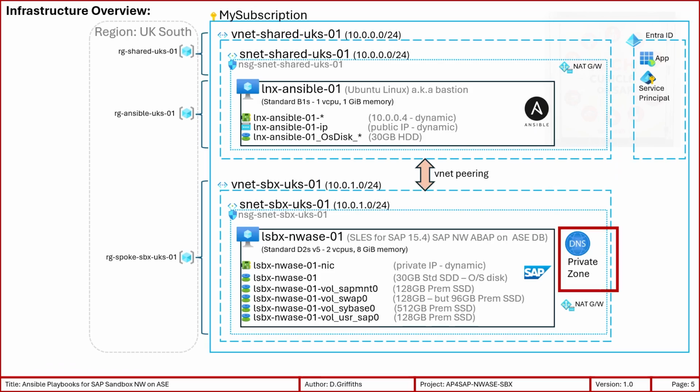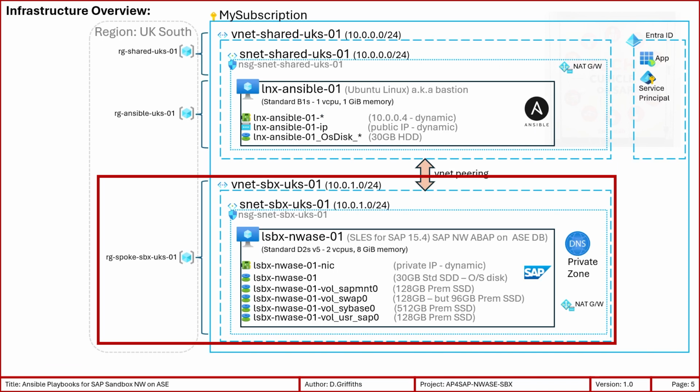The Ansible Playbooks for SAP currently requires DNS for addressing the new SAP virtual machine that it will build. The DNS will allow Ansible to map an IP address to a host name. So, we will pre-deploy an Azure private DNS zone, but it must exist in the same resource group as the new target SAP virtual machine.